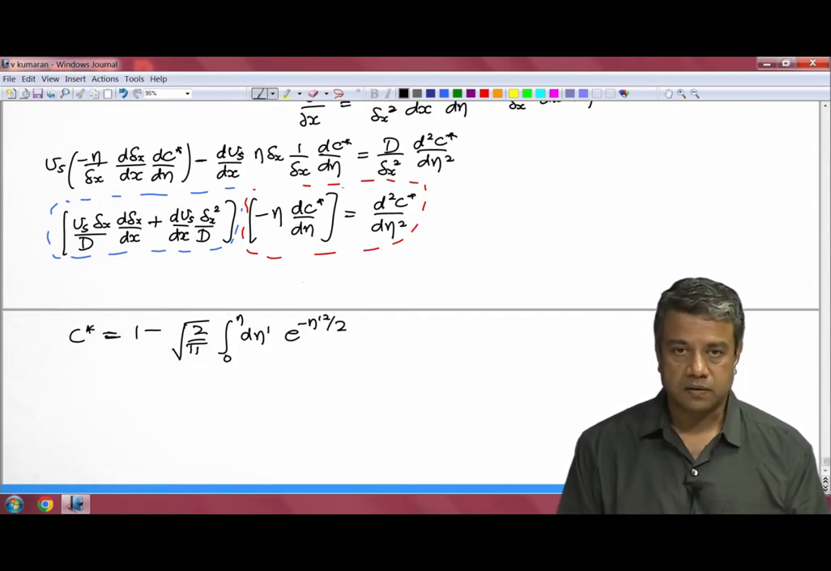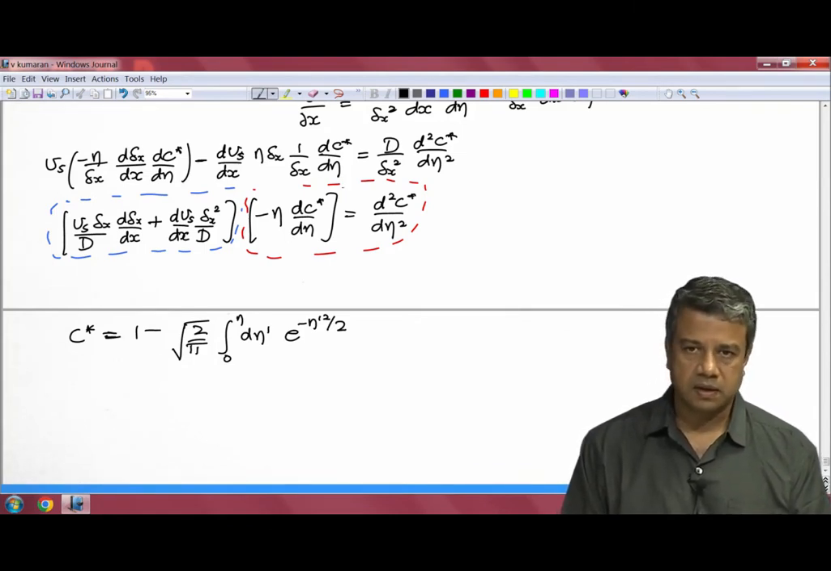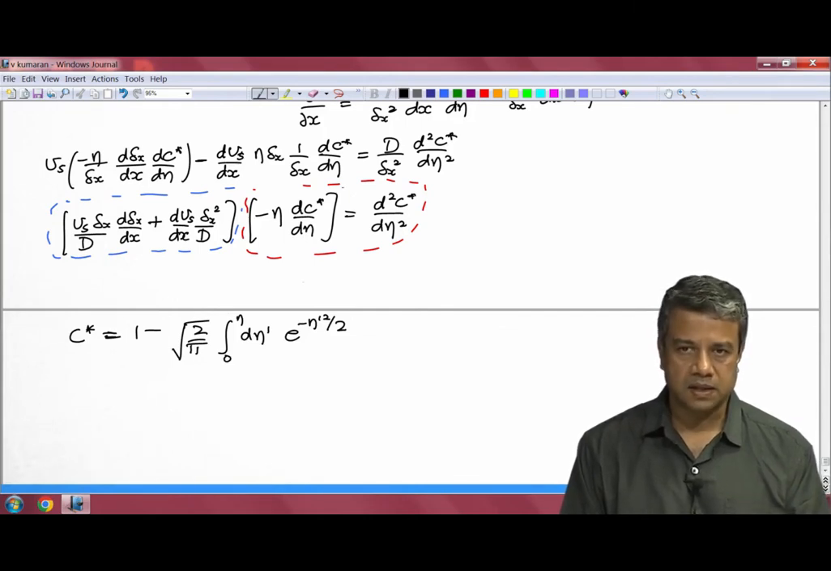What about the solution for the boundary layer thickness? That solution for the boundary layer thickness I will continue in the next lecture. I will complete this part along with an example in the next lecture before proceeding on to the next topic. I will see you then.